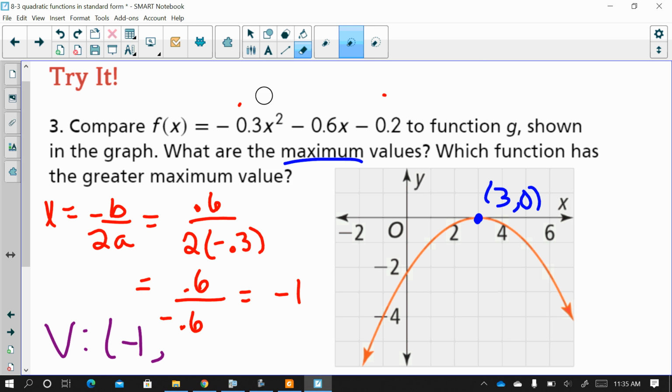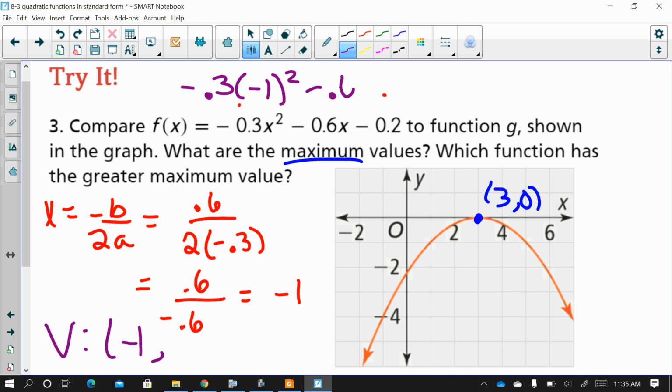So let's plug in a negative 1. So negative 0.3 times negative 1 squared minus 0.6 times a negative 1 minus 0.2. Negative 1 squared is a positive 1, so I have negative 0.3 plus, negative times a negative, 0.6 minus 0.2. Negative 0.3 plus 0.6 is a positive 0.3, minus 0.2 gives me a 0.1.